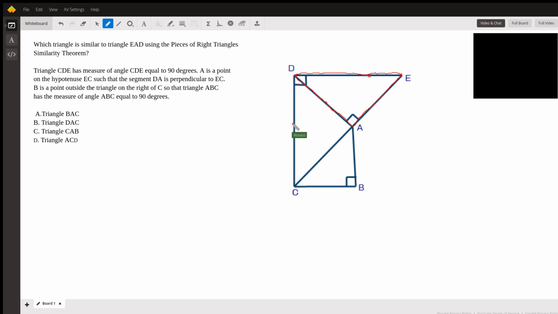And I happen to know from the theorem that this other triangle, DAC, is the answer here. I happen to know that that's similar. So I'm going to prove that to you. But first I want to highlight this in another color.